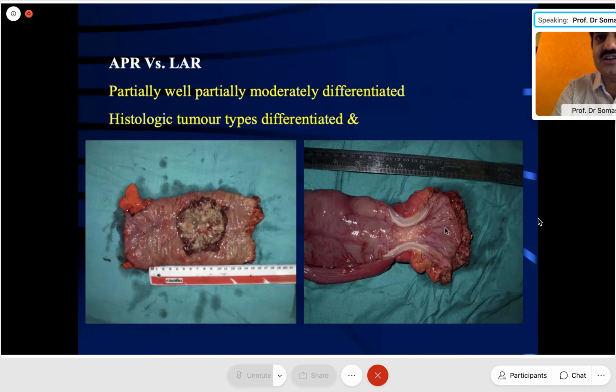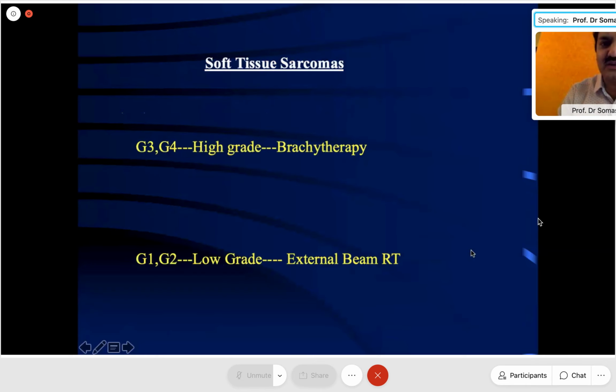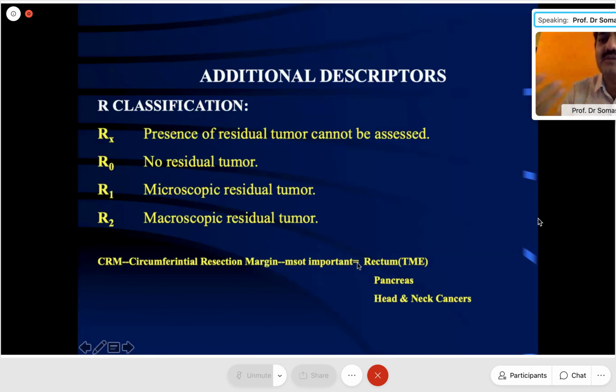Well differentiated to moderately differentiated, distal mucosal margin is 2 cm. Poorly differentiated, distal mucosal margin is 5 cm. However, mesorectal spread is 2 cm beyond the mucosa, so the mesorectal margin is 4 to 5 cm. Mucosal is 2. That's why there is a frill of mesorectum beyond the mucosa. So this is a very important tumor. Soft tissue sarcoma, higher grade brachy, low grade external beam radiation. So now you know how grade in TNM identifies the whole treatment.